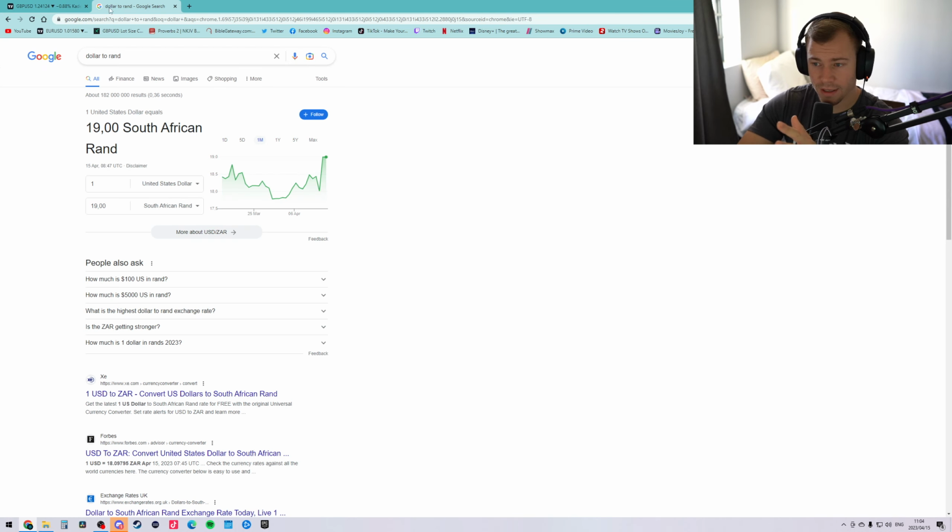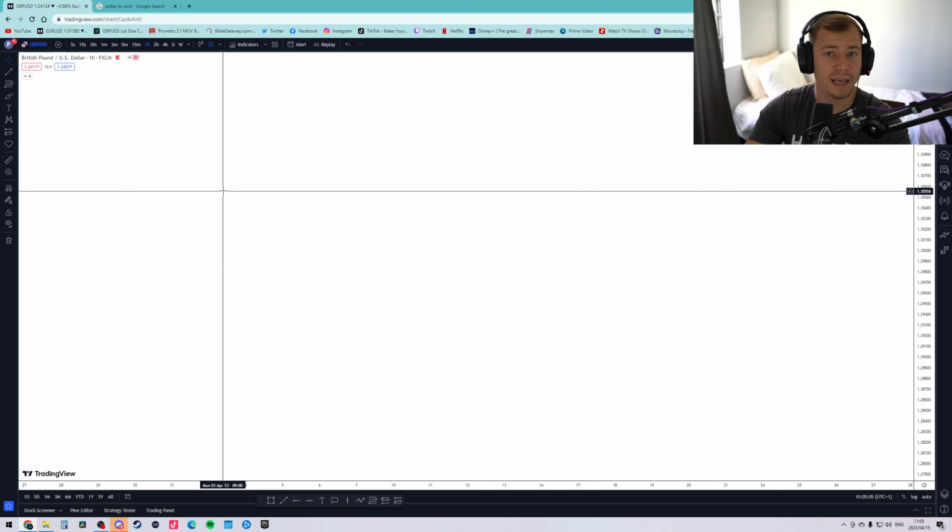So if I want to find out how much a dollar is to the rand right now, it's currently 19. $1 is 19 rand. That's a bit much. Last month it was like 17, as you can see here. This is a Forex graph. So we are going to learn how to trade that in a more tactical way. So before we actually start, we need to know what Forex trading is.